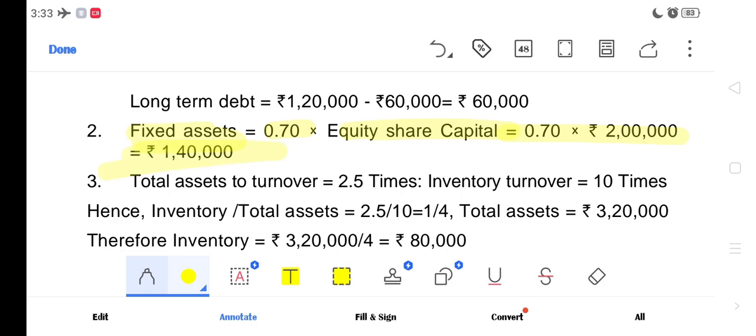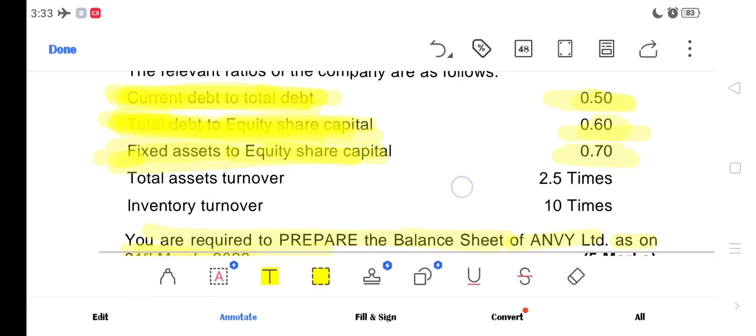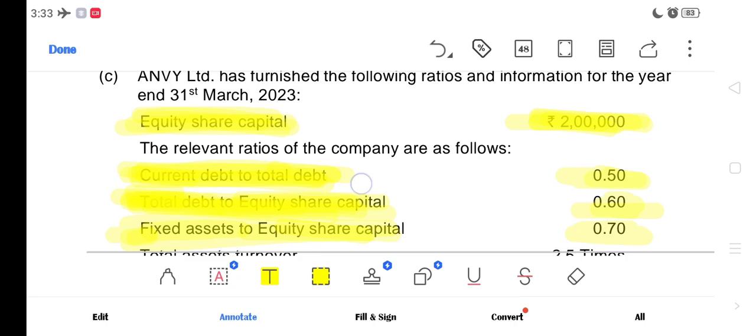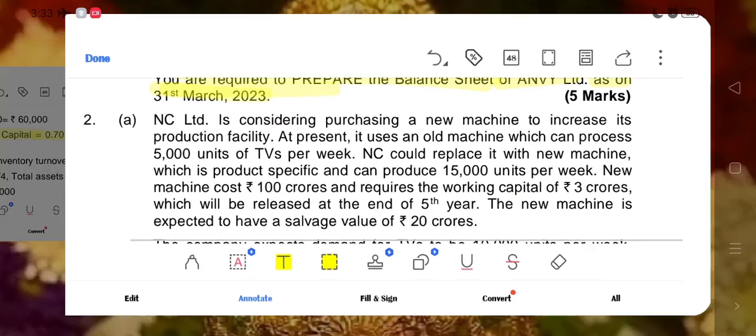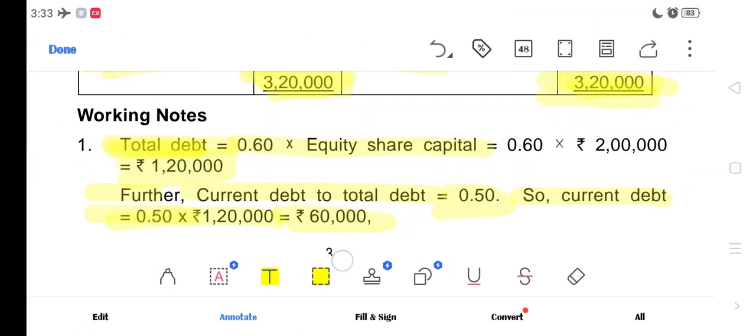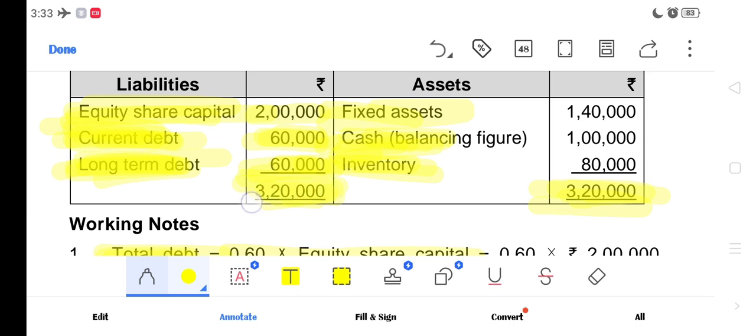Now we got to know the fixed assets. We know total assets, we just calculated. We know what is total liabilities, so total assets also the same value. Balance sheet tallies or not? Balance sheet tallies, right? So here also 3 lakh 20, here also 3 lakh 20. Now fixed assets, we have this 1 lakh 40, right? Now if we don't have inventory in the question, directly you can take the current assets as 1 lakh 80.